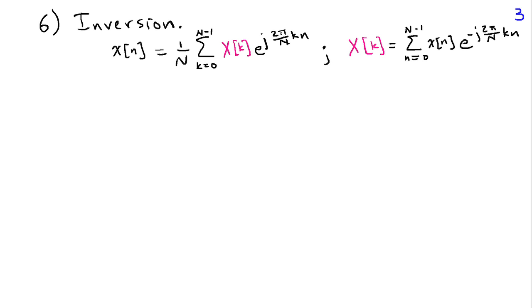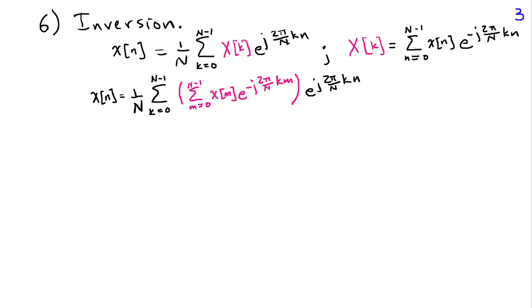Now, the last property that I want to look at in this particular lecture is what I'm calling inversion. This amounts to proving that the inverse discrete Fourier transform expression, as I've written here, actually recovers the time signal from X[k]. So when I substitute X[k], the expression for that, into my inverse discrete Fourier transform, I want to show that I get x[n] on the right-hand side of this expression. So we'll make the substitution and write out the result.